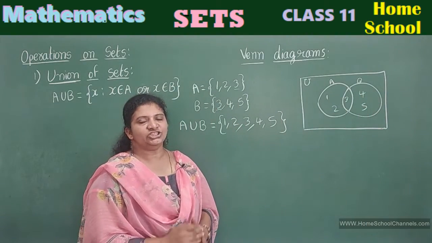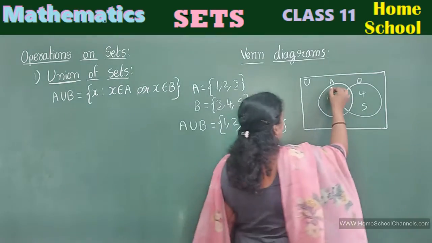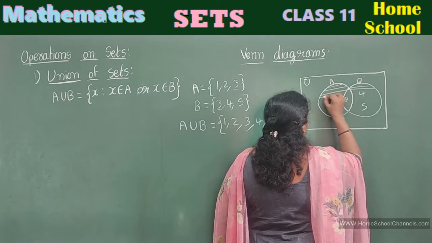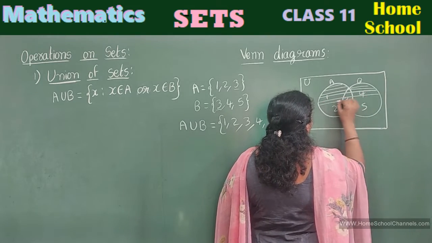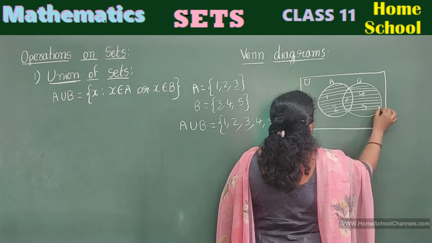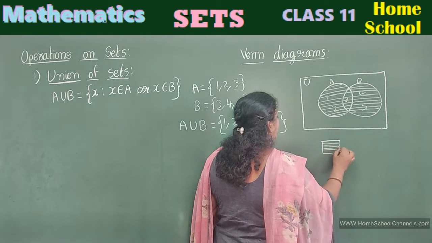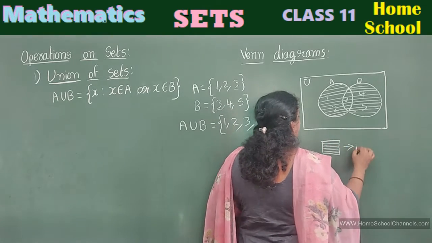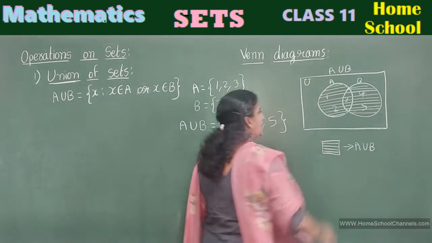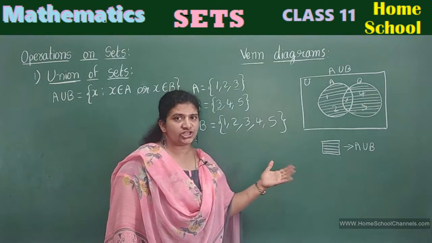Now we are going to learn shading. What shading? A union B shading. A union B shading means, see here, shade the complete two circles. This shading represents A union B. See here, in a separate box you can indicate where I have shaded, this indicates A union B. Or on top of the box also you can write A union B. Without elements also you can show the shading.